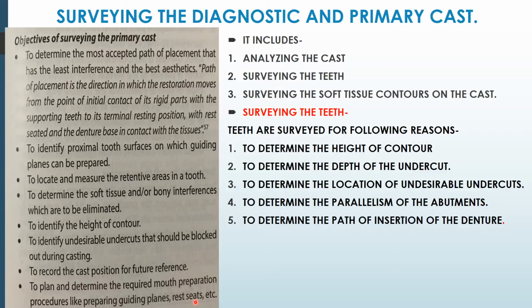Now it includes these three steps. First is analyzing the cast, then surveying the teeth, and surveying the soft tissue contours. Analyzing the cast we have seen in our last video on the setup of surveying, in which I explained what analyzing the cast is. After that, what we do is we survey the teeth. Now surveying the teeth, why are they surveyed? They are surveyed for these 5 reasons: to determine the height of contour, to determine the depth of the undercut, to determine the location of the undesirable undercuts, to determine the parallelism of the abutments, and to determine the path of insertion.